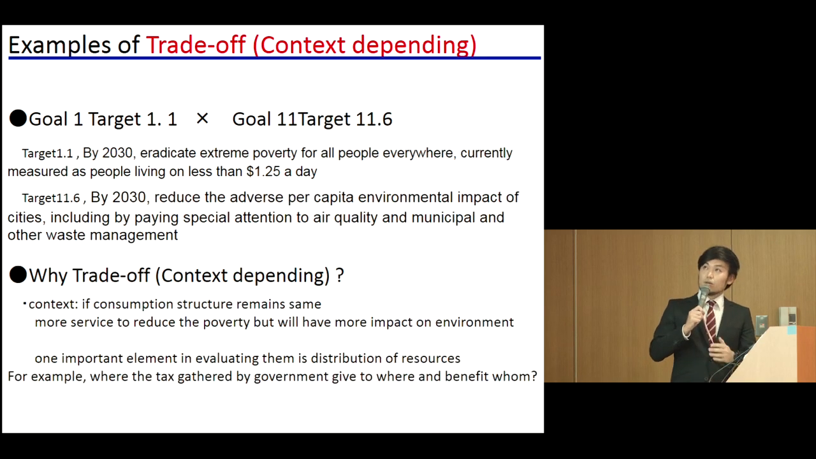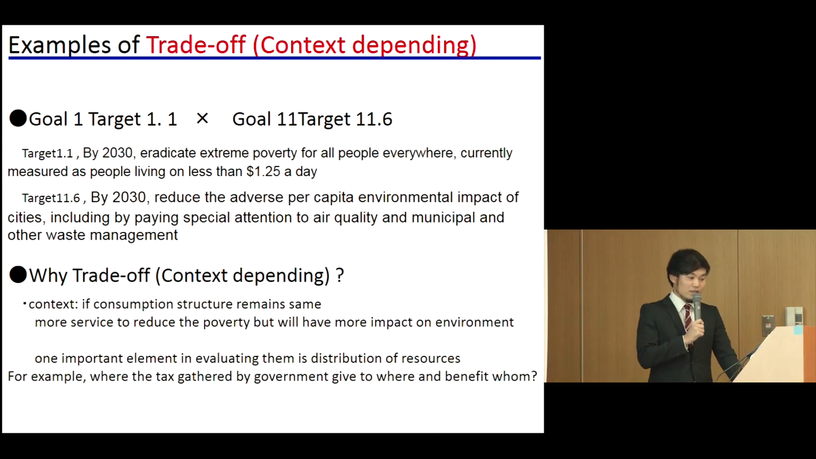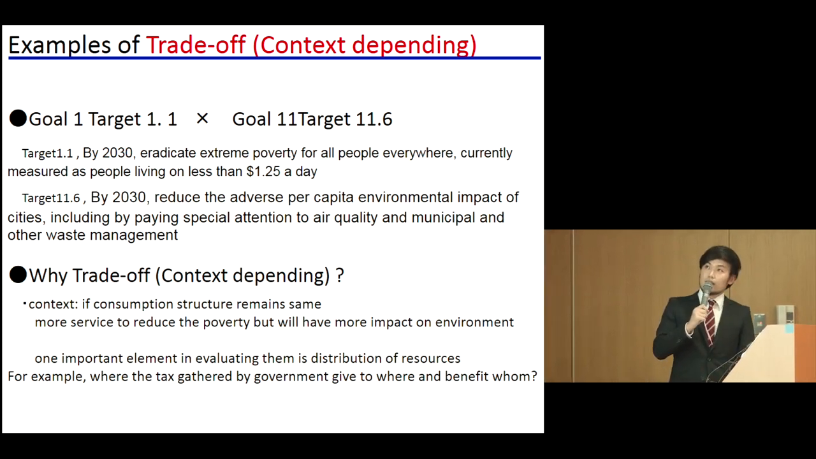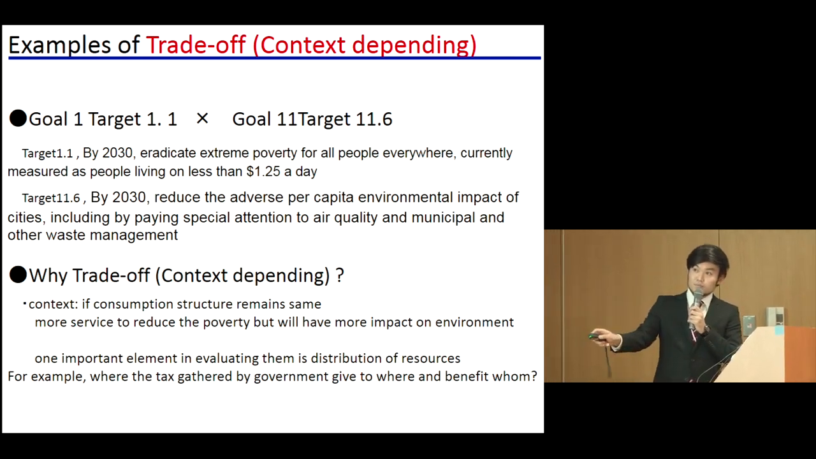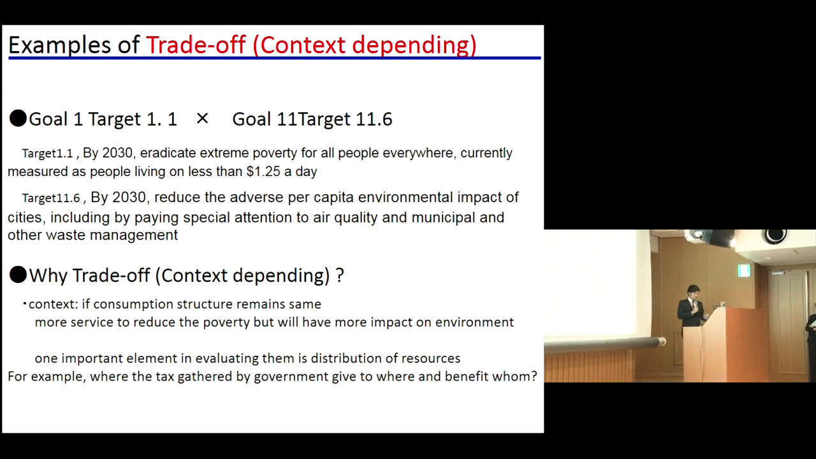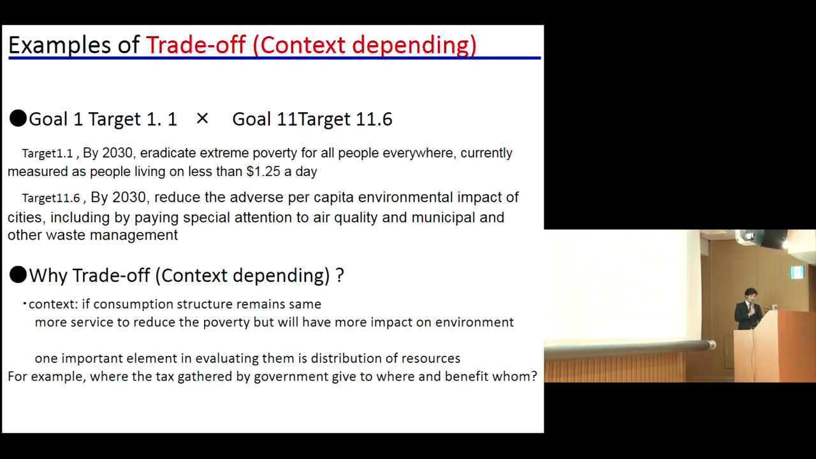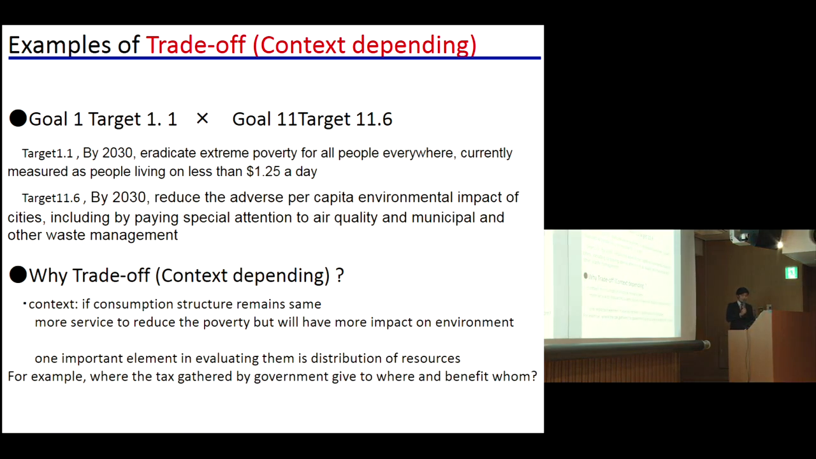And this is also context dependent, but we think target 1.1 and target 11.6 are a trade-off. Why do we think this is a trade-off? This is our context. If the consumption structure remains the same, more services to reduce poverty will have more impact on the environment. And one important element in evaluating them is the distribution of resources. For example, where the tax gathered by the government goes, and who benefits.